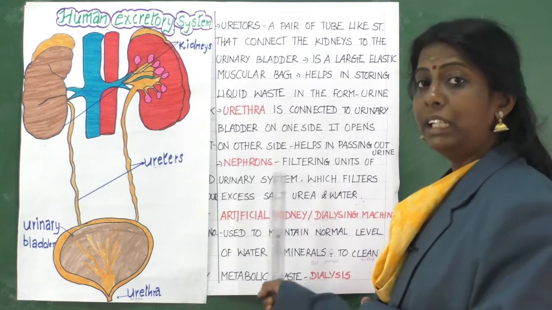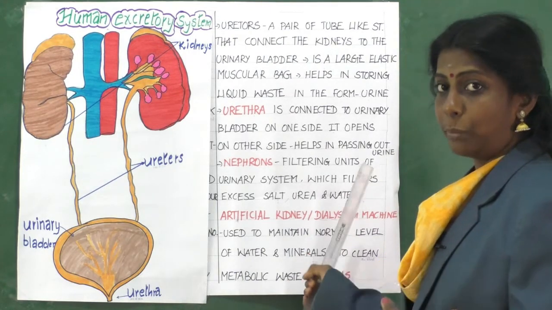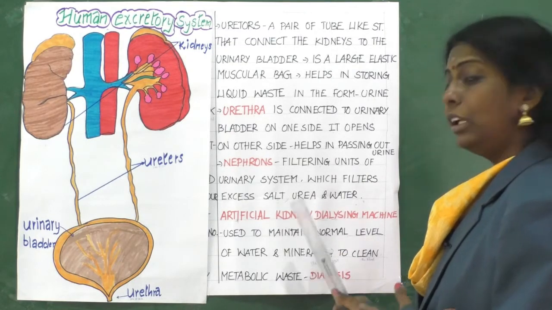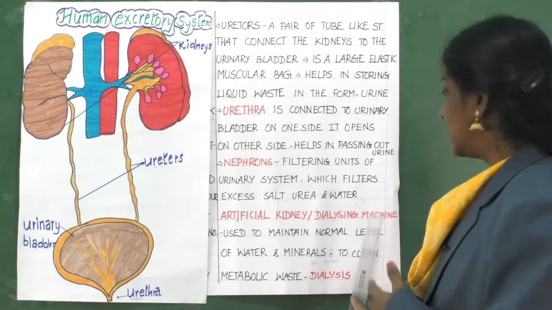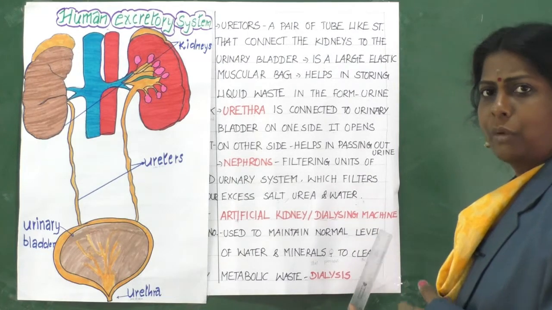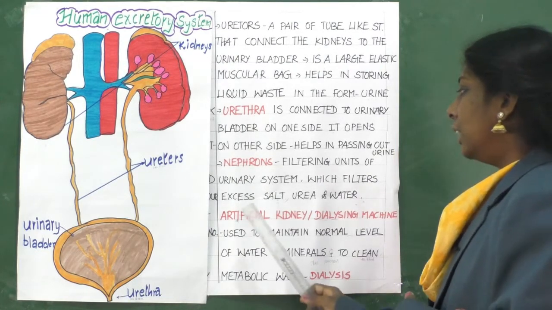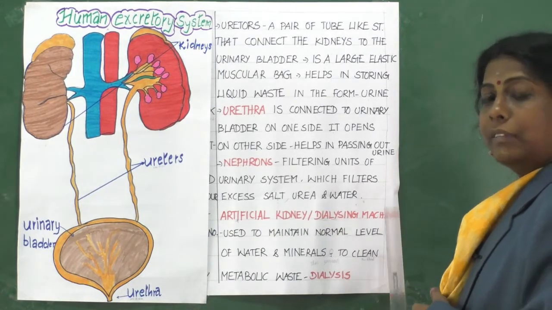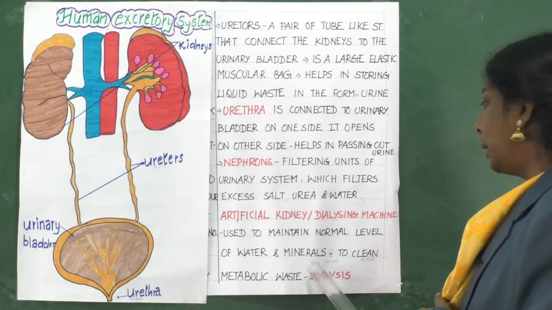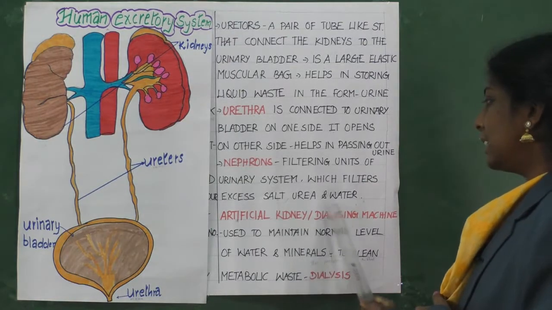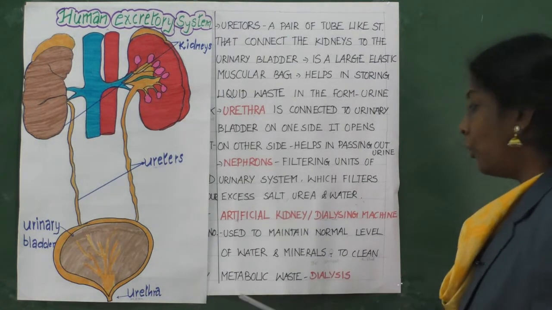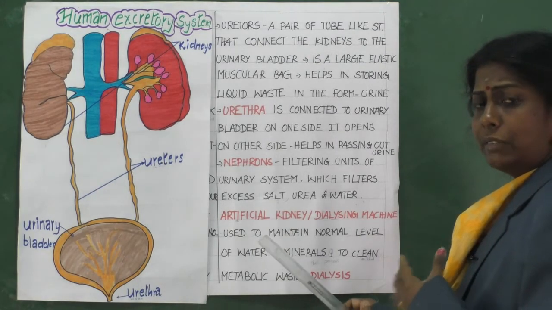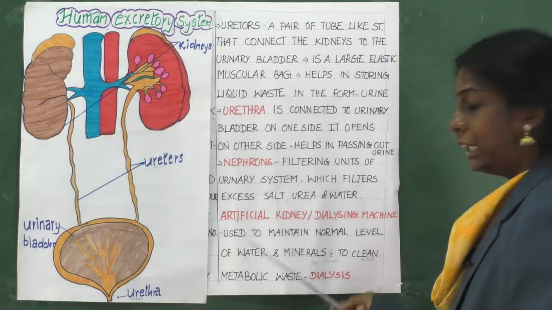So when our normal kidney is not functioning properly, it will be replaced by an artificial kidney, or they will fix a dialyzing machine. What is this? They are used to maintain the normal level of water and minerals in our body. In which way is it helping here?